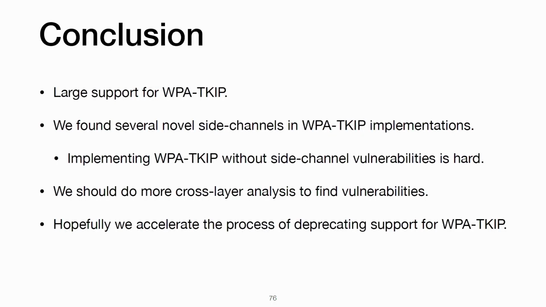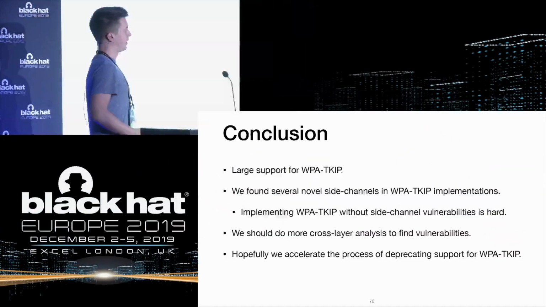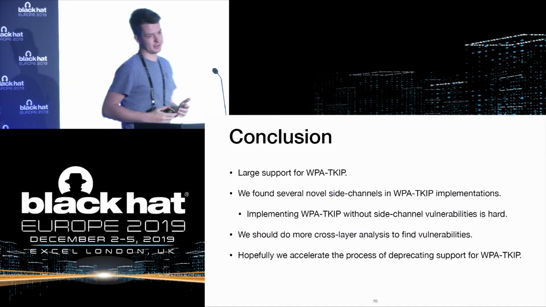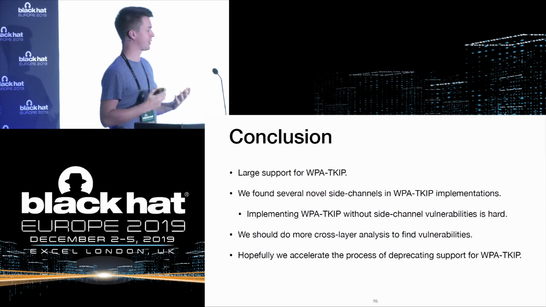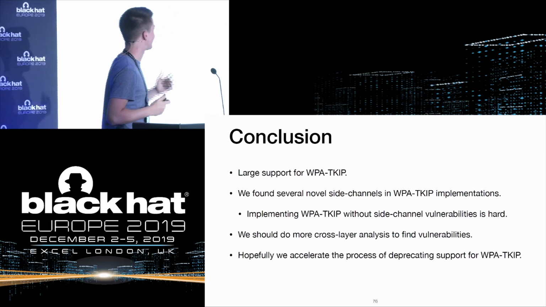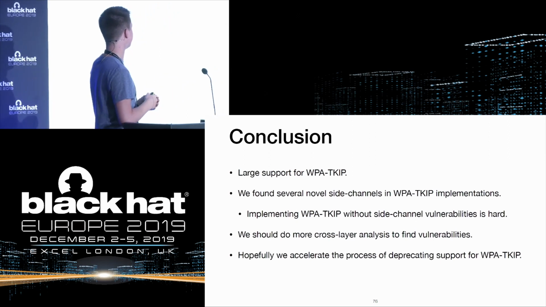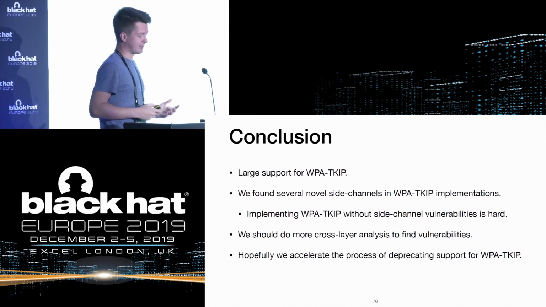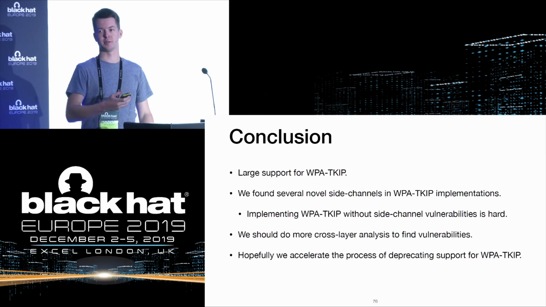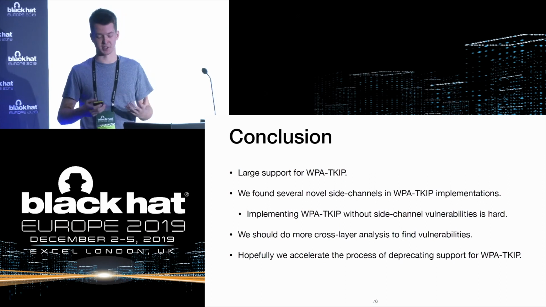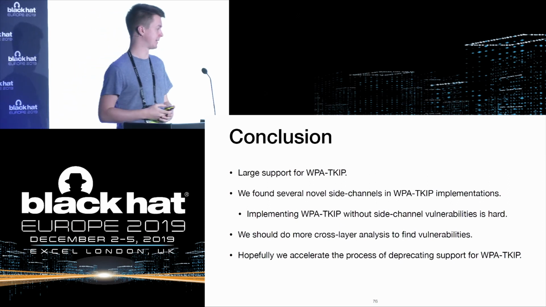So to conclude, what this really means is there is still a very large support for TKIP. And that is something that really worried us. And it's something we should no longer do because we found a lot of issues with these. And these novel side channels that we found are a real indication that it's very difficult to implement this particular protocol without having these side channel vulnerabilities against it.